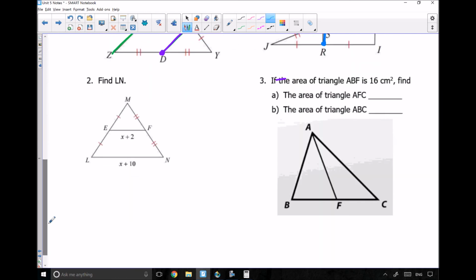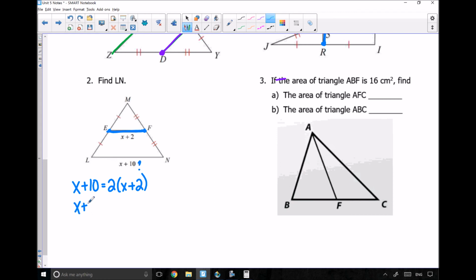Okay? All right. Question number 2, find LN. So I want to figure out how big this length is going to be right here. Well, first of all, I have one midpoint here because these lengths are congruent. I have another midpoint here because these lengths are congruent. So that this is a mid-segment, and I know this is going to be half as big as this. So therefore, I can say that x plus 10 is going to be equal to 2 of my mid-segments right here. And I need to double it so that they'd be equal to each other, because in order for this segment to be equal to this segment, I need 2 of these to equal 1 of these. And that's what I'm doing right here.